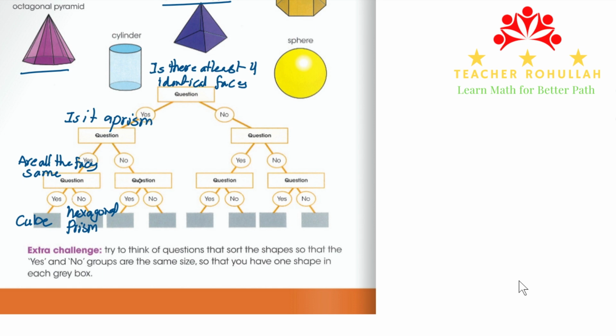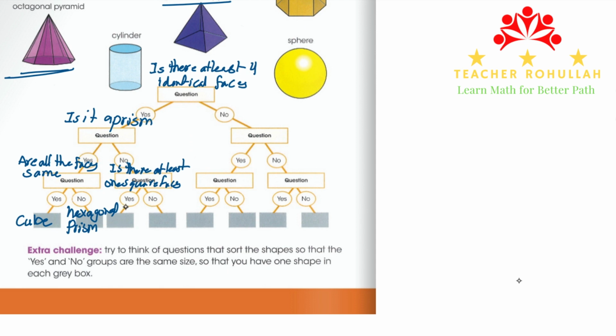The next question is asking, is there at least one square face? Or I can write, is there at least one square face? For the two shapes that we have considered, the octagonal pyramid and also the square-based pyramid, if the answer is yes, which of these two shapes can be there? It is the square-based pyramid.